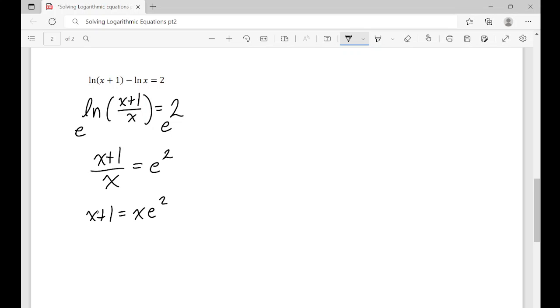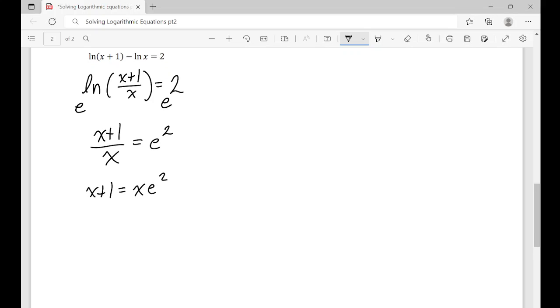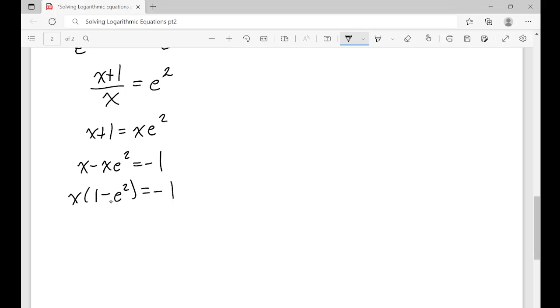And I have x's on each side, so I need to move them all to one side. So I'm going to subtract the x e squared over, and then subtract the 1 over to get all the terms on one side. So x minus x e squared equals negative 1. Now I can factor an x out of everything. So x times 1 minus e squared equals negative 1. And then divide the 1 minus e squared over. And I'm going to get x equals negative 1 over 1 minus e squared.